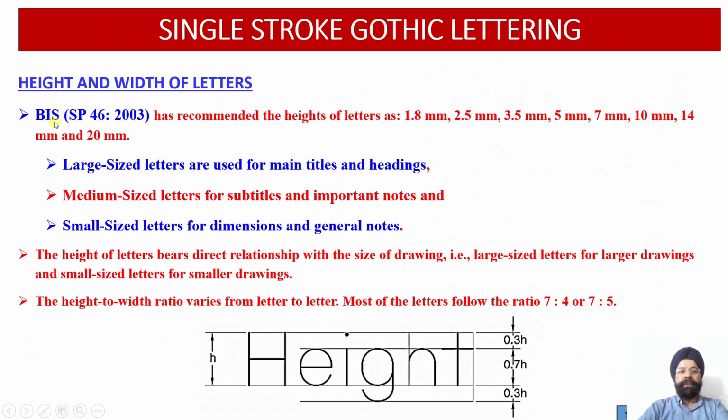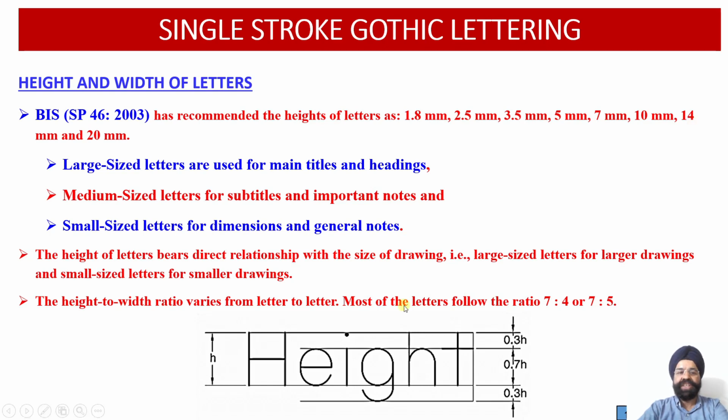Now in this BIS SP 46 2003, it has recommended different letter sizes: 1.8 mm, 2.5, 3.5, 5 mm, 7 mm, 10 mm, 14 and 20 mm. So these are the different letter heights which they have suggested. Obviously the large size, you see, whenever we read any book, on the top there is a title of the book, then there are titles of the chapters, so slightly smaller font will be used over there. Then there are headings, again slightly smaller sizes of the alphabets or numerals are used. Then there are subheadings over there.